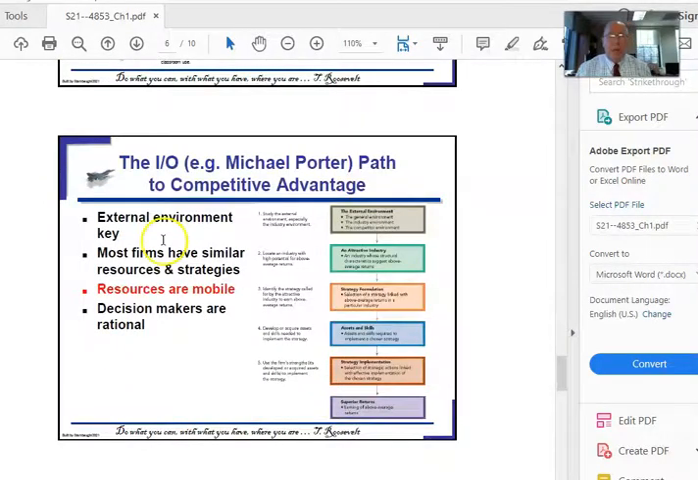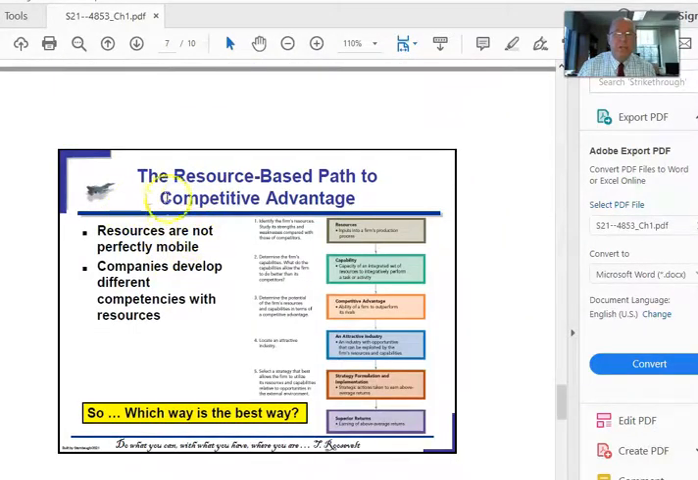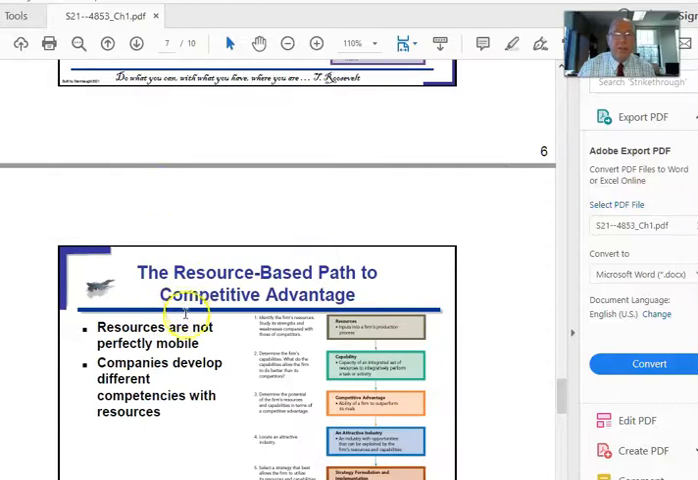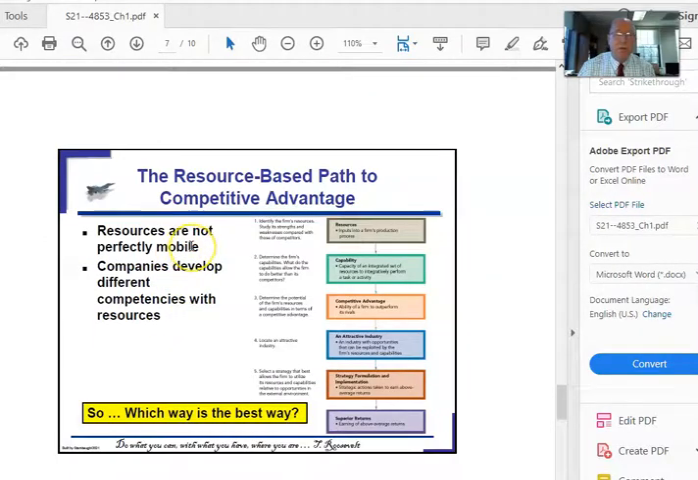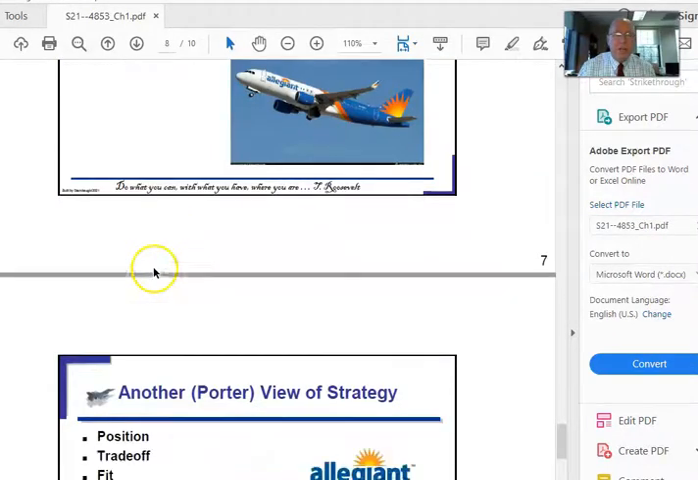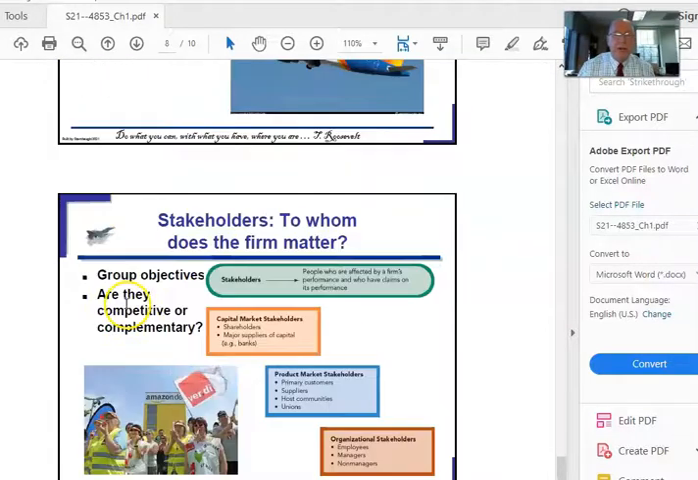And then there are about 3 questions where you are comparing or contrasting the IO, which is the industrial organizational view of strategy, versus the resource-based view of strategy, or RBV. So you're going to need to understand these 2 concepts very well, because there are several compare and contrast kinds of questions. We talked about Allegiant Airlines, but we talked about them specifically to introduce the concept of position, trade-off, and fit as a view of strategy.